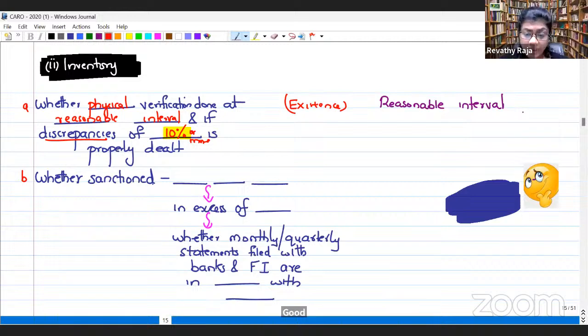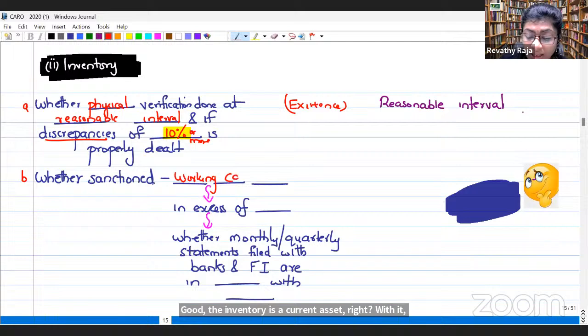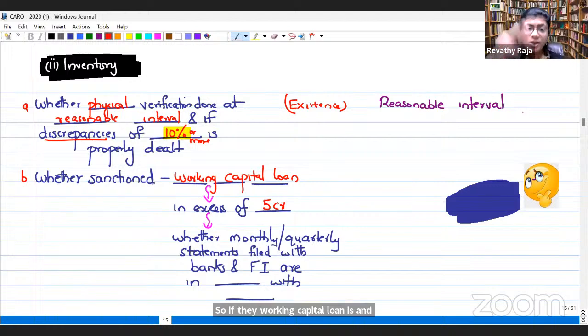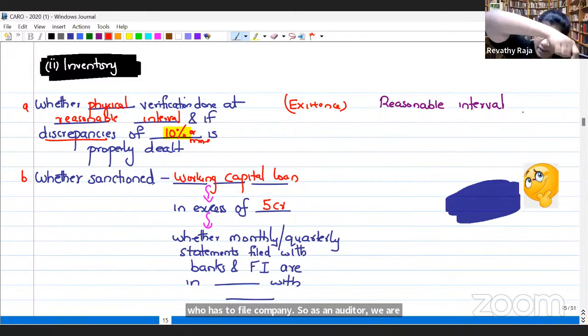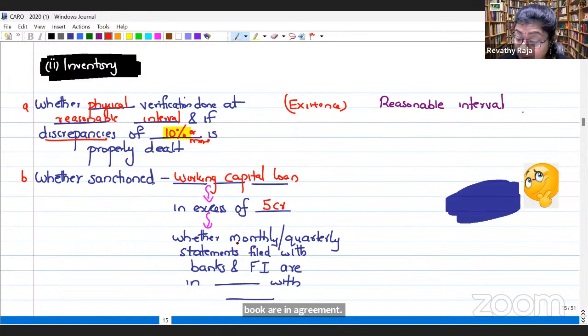Inventory is a current asset, right? With it, the company can get a working capital loan. Now, if the working capital loan is in excess of 5 crore, huge. Those who are doing articleship know very well that whenever there is a working capital loan, a monthly or quarterly stock statement should be filed with the bank. Who has to file the stock statement? The company. So as an auditor, we are checking whether the statement filed by the company to the bank and the books are in agreement. That is, whether the monthly and quarterly statements filed with banks and financial institutions are in agreement with the books.